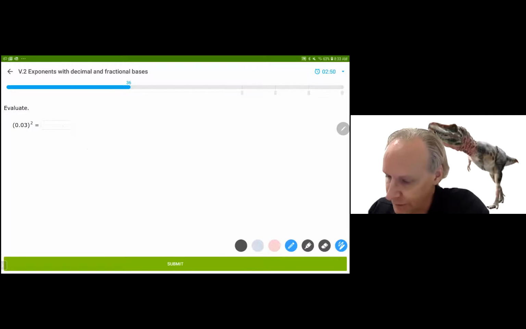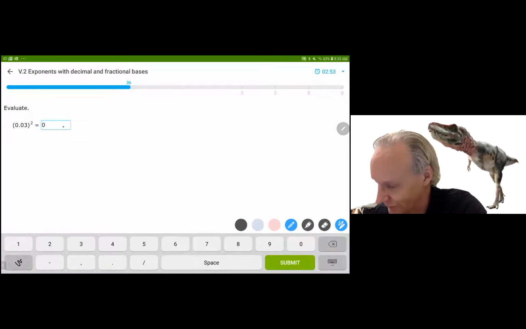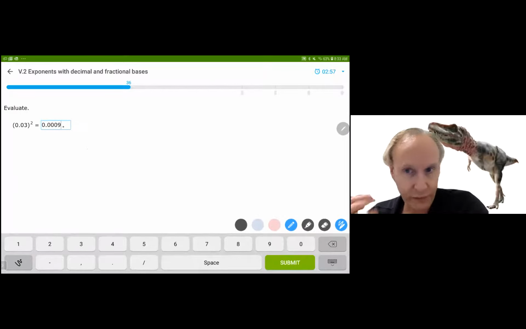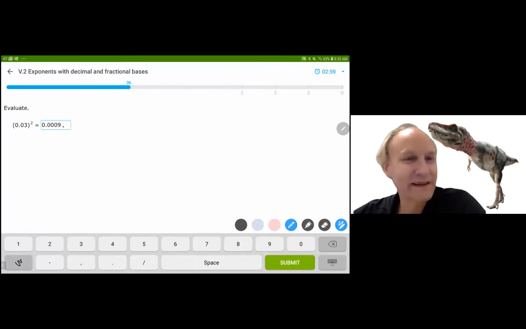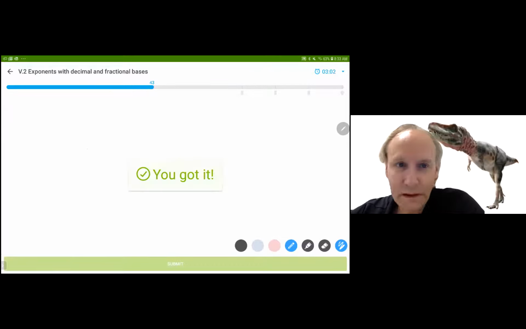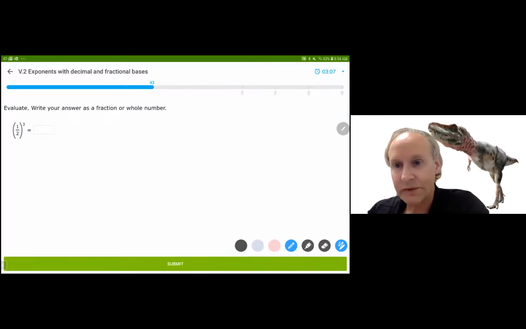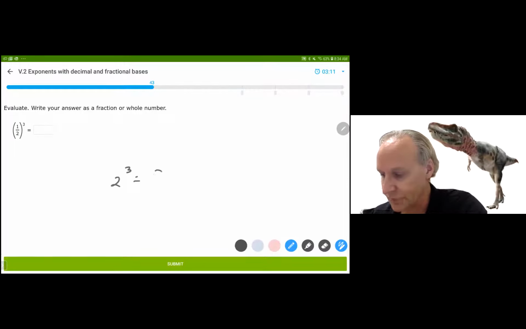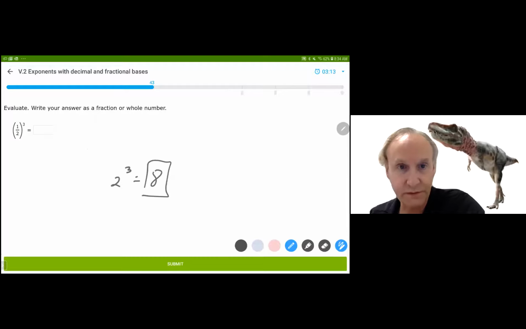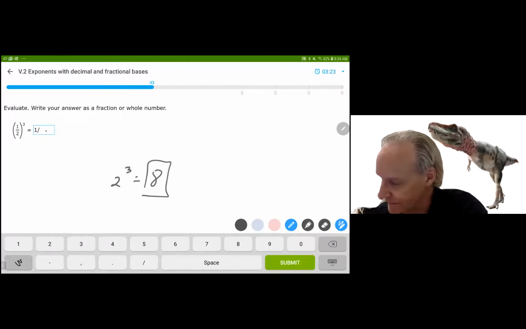Okay, so it's going to be 0.0009 because we're talking about 3 squared and we move the decimal 4 places. What else do we have here? 1/2 to the 3rd power. I hope you remember that 2 to the 3rd is 8. This is one that you absolutely want to memorize. 2 times 2 times 2. You're going to really be tempted to put a 6 there, but remember, you're multiplying it times itself. This is, of course, 1/8.